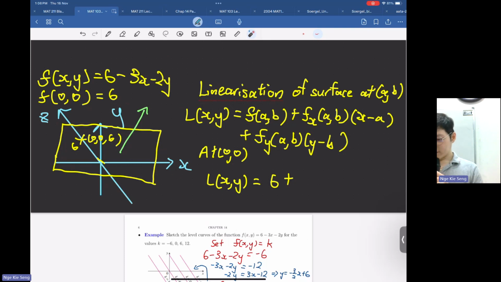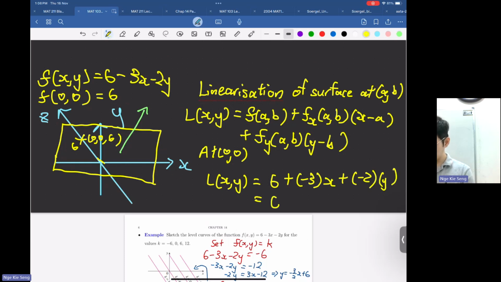Yes, minus 3. Good. So we don't need to evaluate anywhere already because this is just a constant, right? Okay, and then x minus 0 plus fyab. So fyab is minus 2. Okay, and then y minus 0. Okay, so all together we have 6 minus 3x minus 2y.